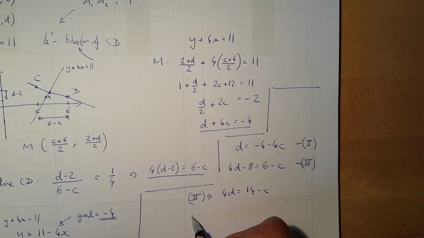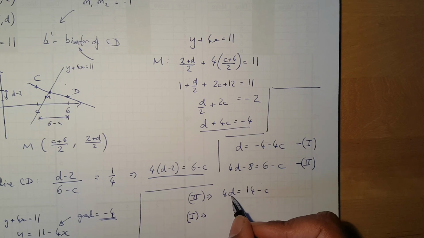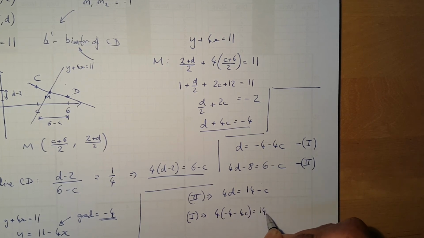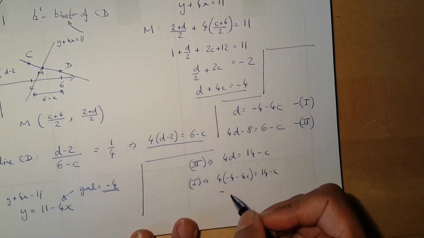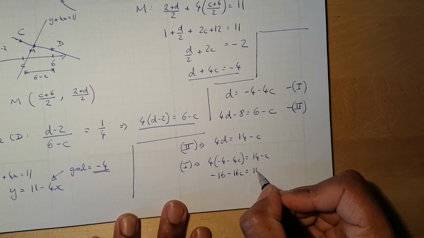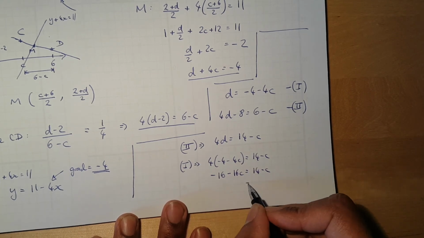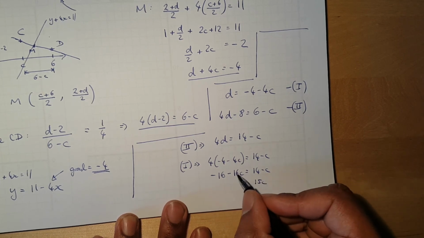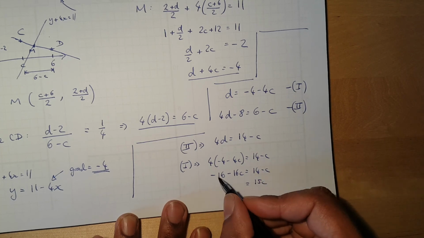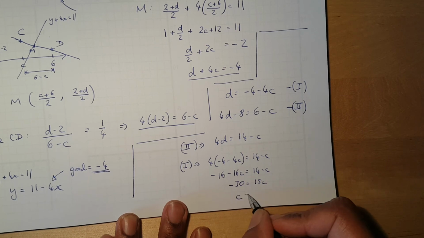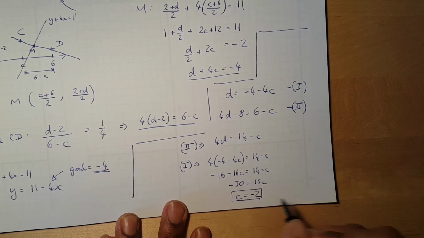Let's put equation 1 into there. Every time I see a D, I can write -4 minus 4C. So that's 4 lots of -4 minus 4c equals 14 minus c. That's -16 minus 16c equals 14 minus c. Add 16c to both sides and I get 15c over here. -16, I take away 14 and I get -30. So that tells me C is going to be -2.